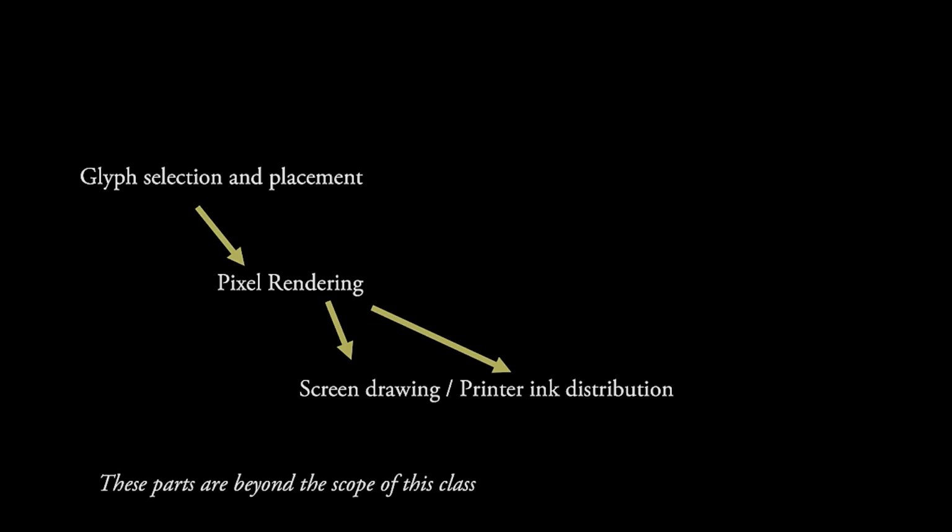And from there, we have particular technologies that we're going to need, such as screen drawing, the old school cathode ray tubes, LED display, things like that, or how to actually make a printer distribute ink on a page. And these, again, are engineering problems that are beyond the scope of this class, but still very, very important.